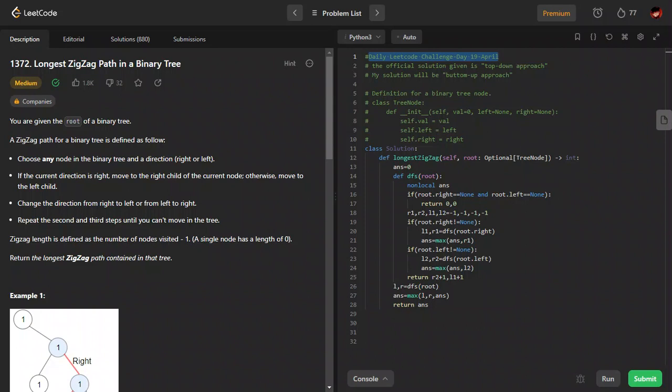Now coming to today's question, we are at question 1372, longest zigzag path in a binary tree. Let me tell you, my specialization is binary. So if you have any doubts in this question, please do comment below because I take them as a challenge.